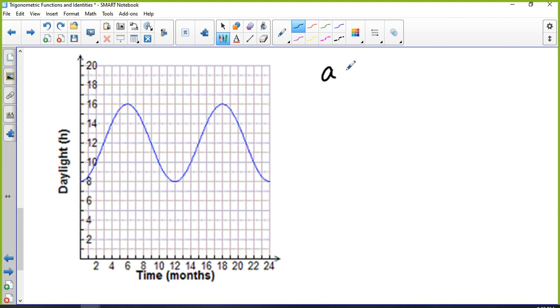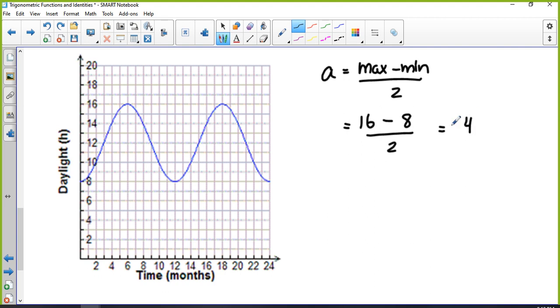So we need the a parameter. So that's max minus min divided by 2. We've got to come up with the c parameter and the k parameter. Let's find the max first. The maximum here is 16 minus the minimum is 8 divided by 2. So 16 minus 8 is 8. 8 divided by 2 is 4. Our a parameter is 4.